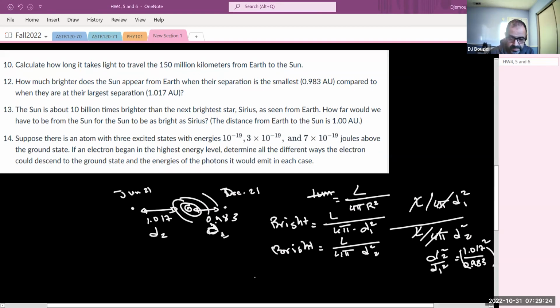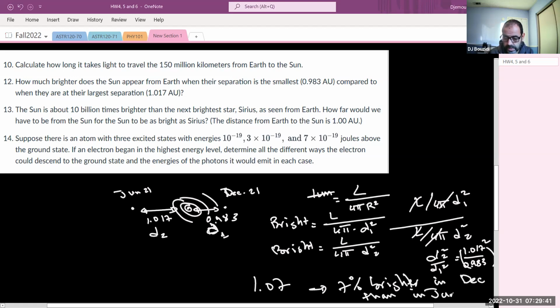It's 1.07. That's the ratio of the brightness. In other words, the sun is 7% brighter in this December because it's closer than in June, when the sun is further away. Okay, that's basically it in a nutshell.